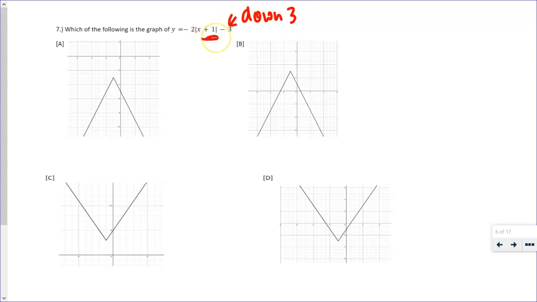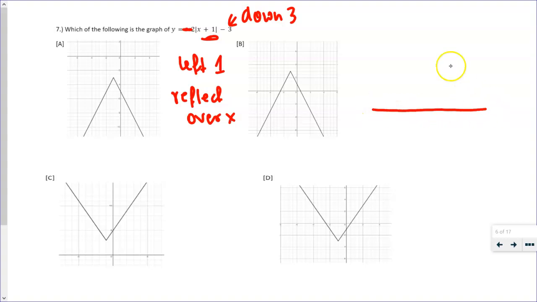Plus on the inside of the parentheses, +1 represents the opposite shift left or right, so that means we're going to go left by 1. And then negative in the front represents reflection over the x-axis. All right. And then 2 is our stretch. Now, remember that our absolute value function always starts at the origin. So if I'm going to reflect it, that means I cannot have answer C or D. It has to be either A or B.